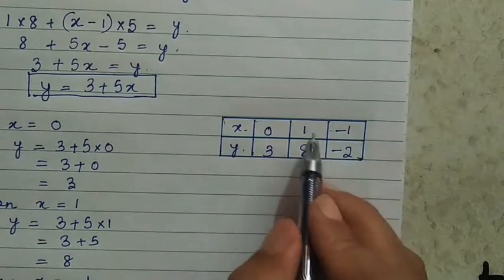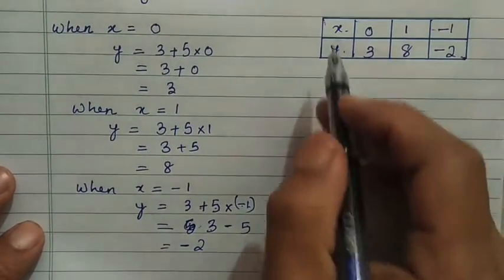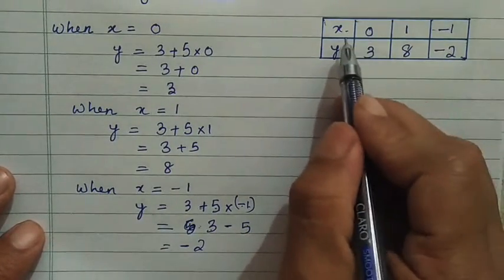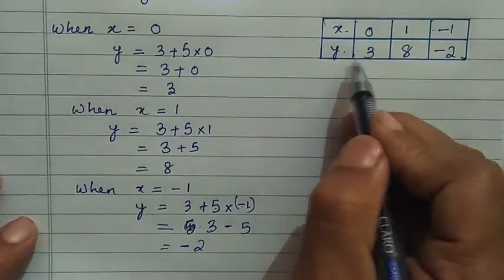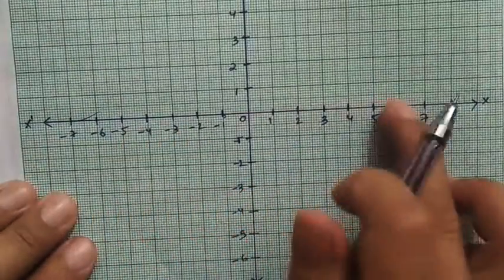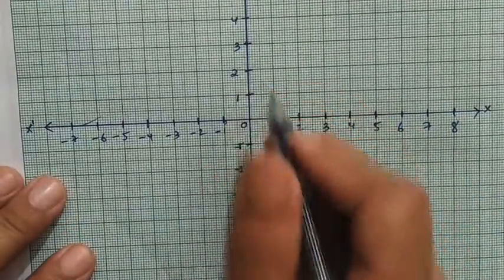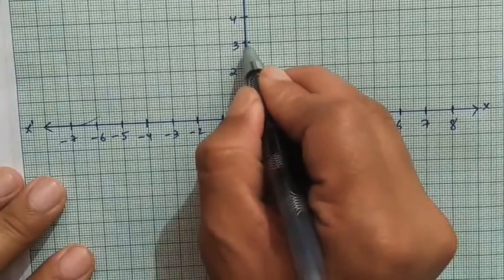So using these points, we will plot the graph. When x is equal to 0, y is 3. Here is the x-axis and here is the y-axis. x is 0, y is 3. So x 0, y 3, and this will be the point.